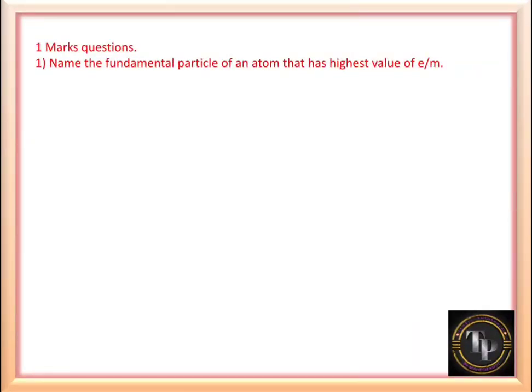First, we'll talk about 1 mark questions, guys. Name the fundamental particle of an atom that has highest value of e by m. What is e by m, guys? Charge to mass ratio. Already you have studied. And you know, electron has highest charge to mass ratio value because electronic charge is highest among all, and the mass of electrons is very less.